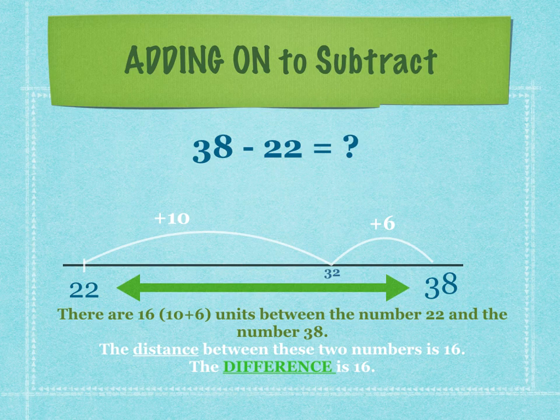So last week we looked at the strategy of starting with our subtrahend, the smaller number, and taking some leaps that we feel comfortable with in order to get to the minuend, the bigger number. The numbers in between add up to make the difference. So in this example, 10 plus 6 is 16. So 38 minus 22 is 16. There is a distance of 16 between 22 and 38.